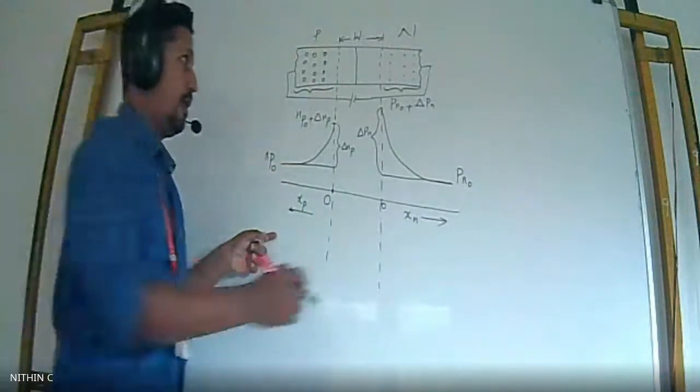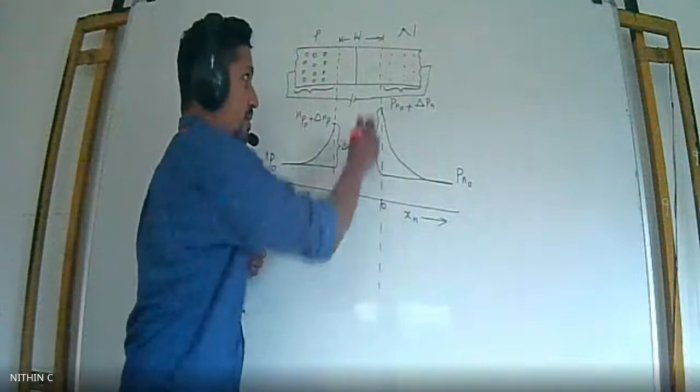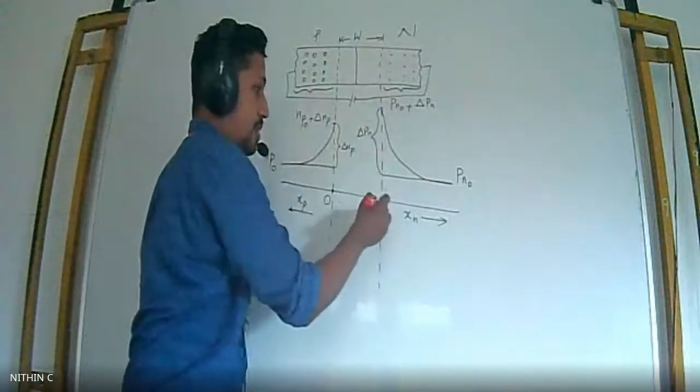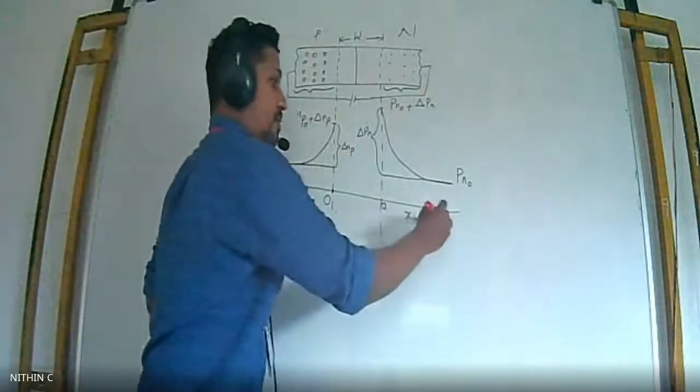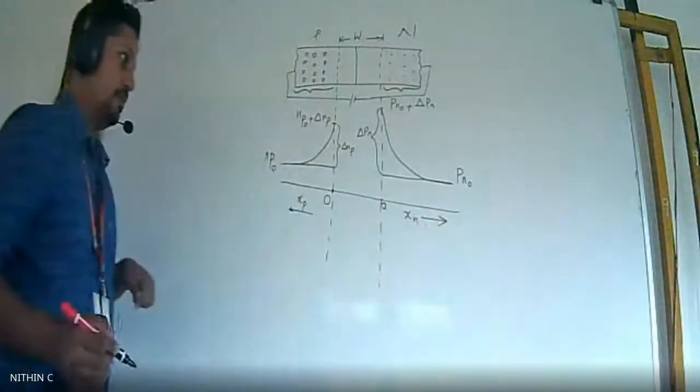In the case of the N side, the depletion layer width on the N side is marked as origin and Xn in the positive x direction.